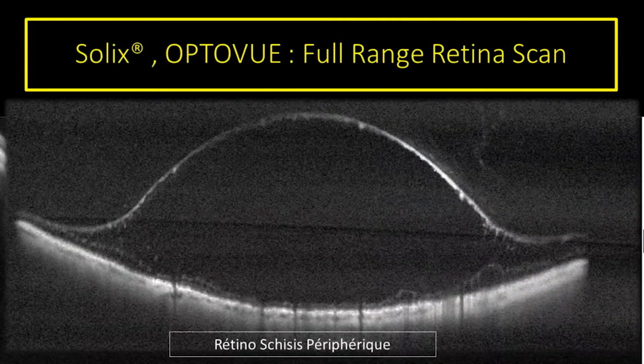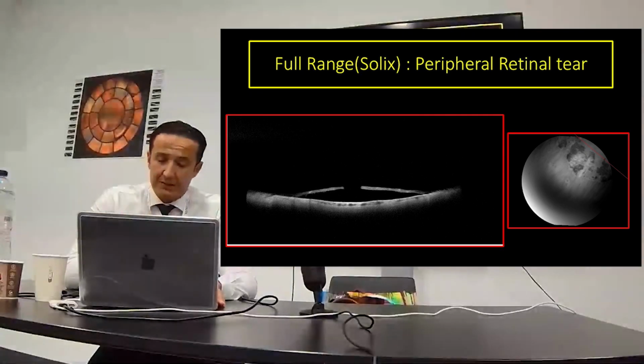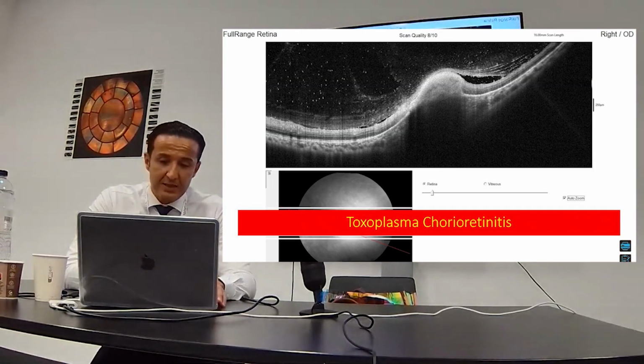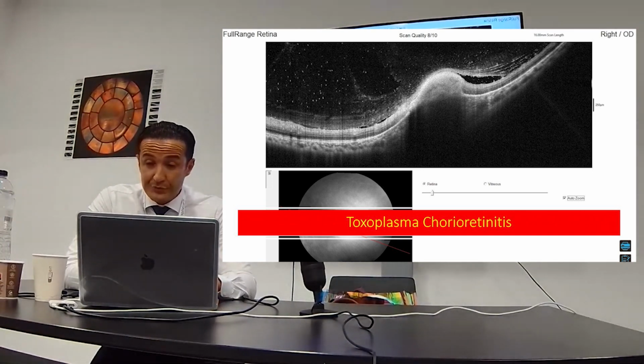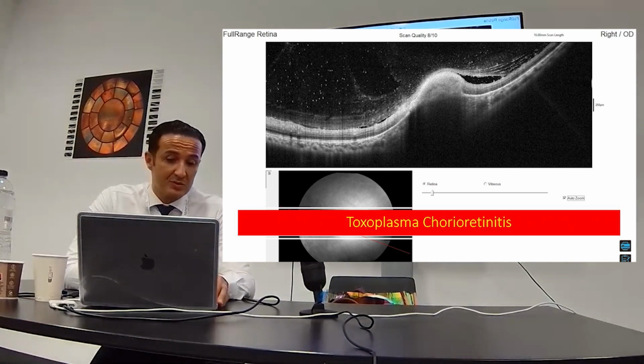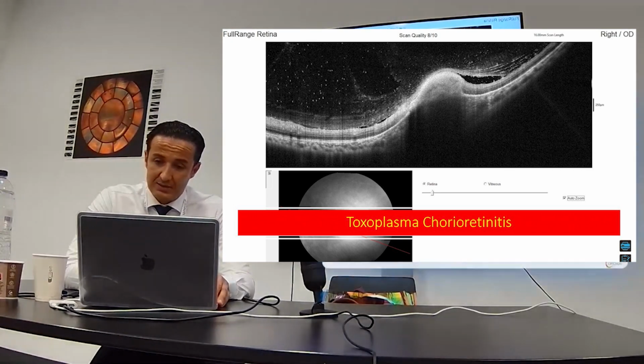You can also image some lesion like peripheral retinal detachment. And look here, you can see the hole and this retinal detachment. Another kind of lesion in case of inflammation in toxoplasma choroiditis. We observe also some punctuation within the vitreous due to the inflammation, in this case of toxoplasma.